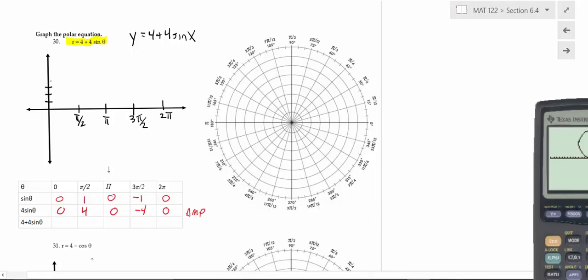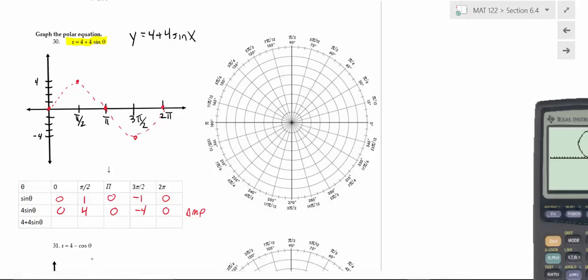So this was the one that's got the amplitude change. So let's go ahead and just go negative 4 and up to 4 like that. Let's go ahead and plot this in a dashed line. So you have a point 0, 0, pi over 2, 1, 4, pi 0, 3 pi over 2, negative 4, and back like that. So that takes you through one cycle of the sine wave.